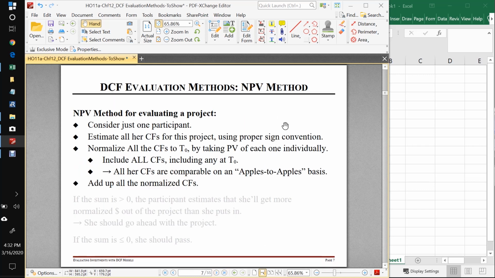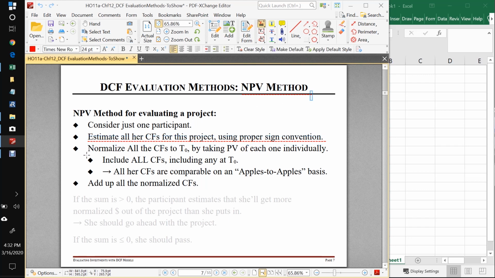All right, so let's march through our methods one at a time here, and let's start with the NPV method and see what it is and how it works, okay? So the NPV method for evaluating a project first says, as is the case with all these methods, consider just one participant, and then for that participant, we want to estimate all of her cash flows for the project. And again, now we're going to be using a proper algebraic sign convention.